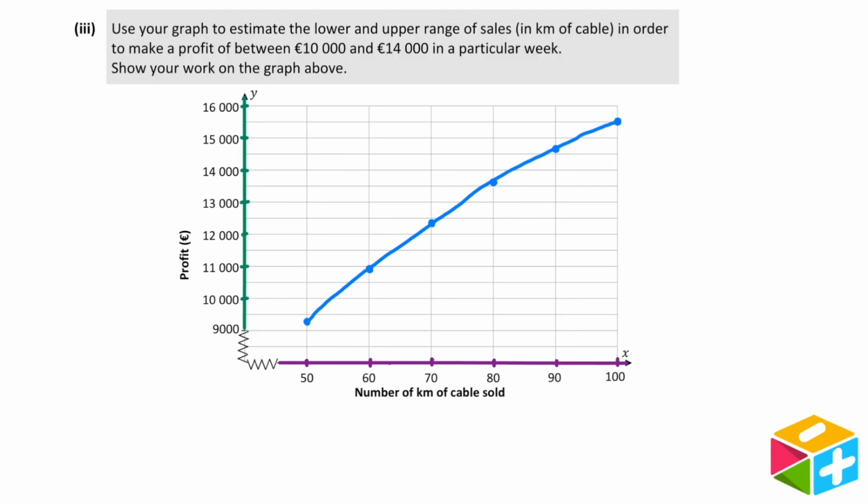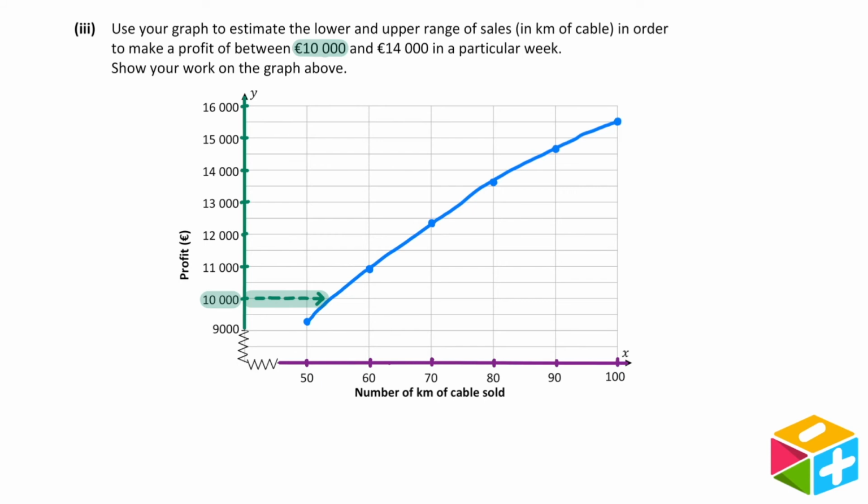Use your graph to estimate the lower and upper range of sales in kilometres of cable in order to make a profit of between €10,000 and €14,000 in a particular week. Show your work on the graph. The lower bound of the profit that we're given is €10,000. We can use our graph to estimate the number of kilometres of cable sold, which corresponds to this profit.